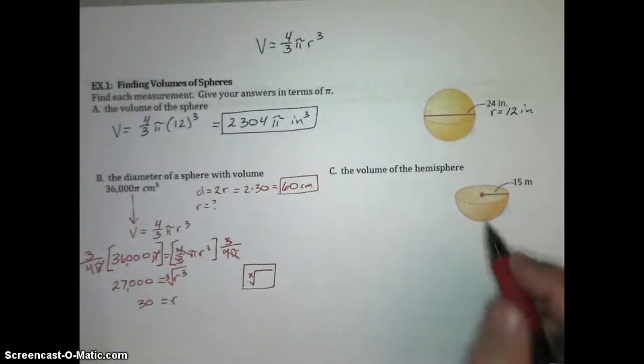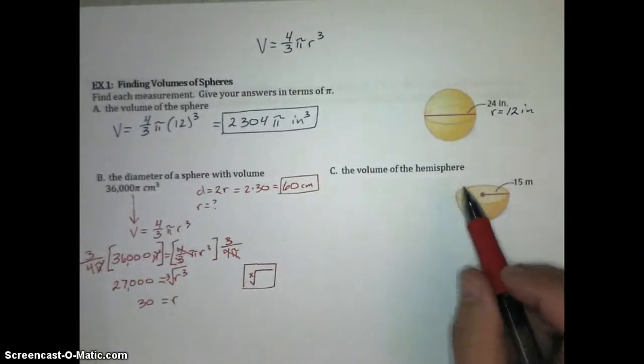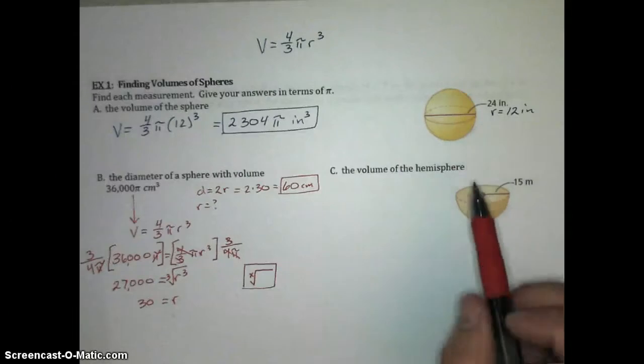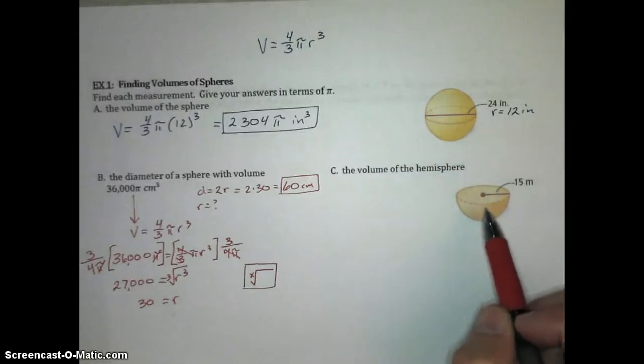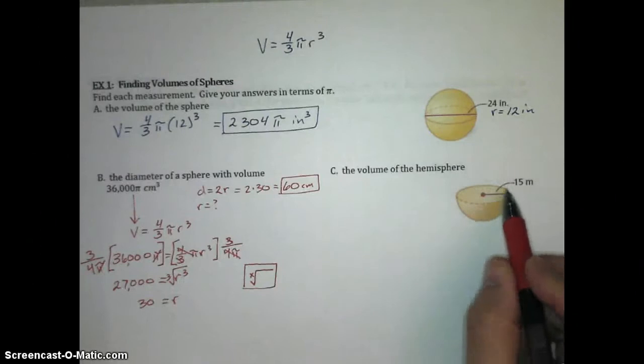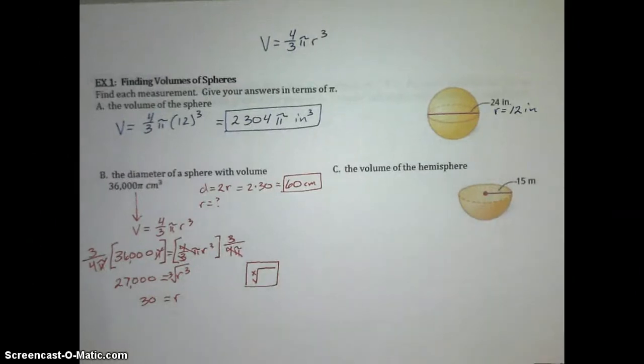All right, let's try part 1C, finding the volume of a hemisphere. This is going to be a lot more like part A, but we only want a hemisphere. Well, a hemisphere is half of a sphere, so all we have to do is find our volume and take half of that.